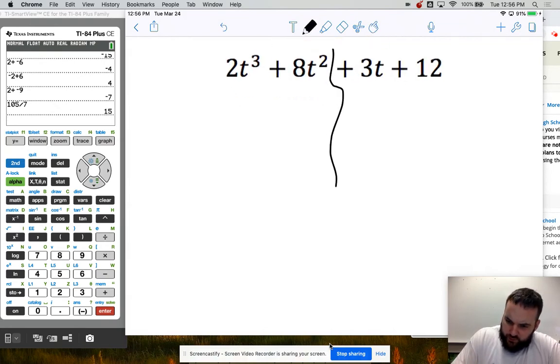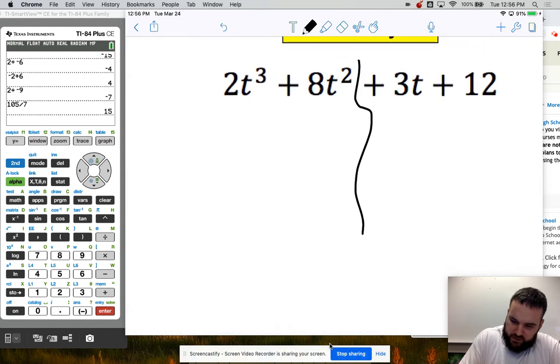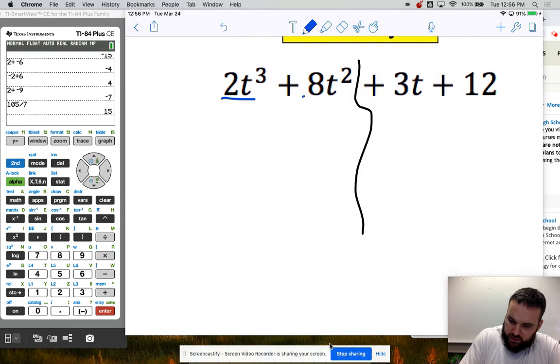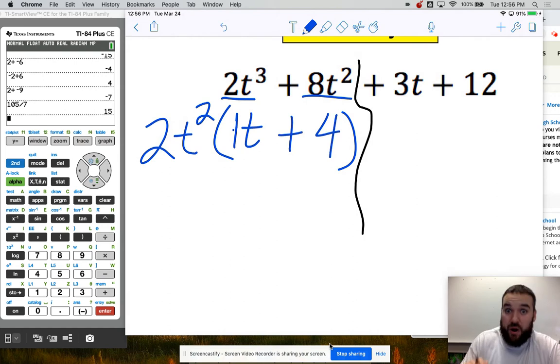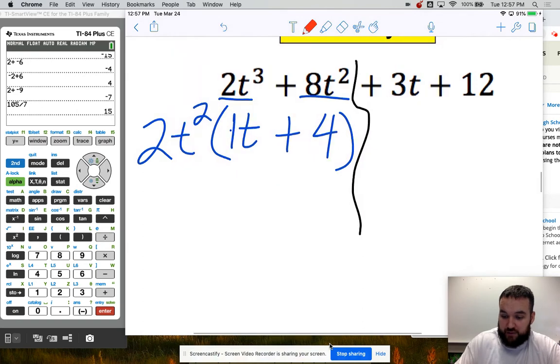All right, so if I split this in half, and again, I'm not going to zoom all the way in. If I just focus on the first half of the problem, 2t to the third and 8t to the second, my greatest common factor is going to be 2, and then I can take t squared from each, which would leave me with 1t plus 4.